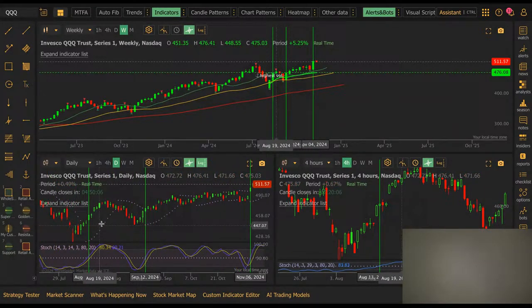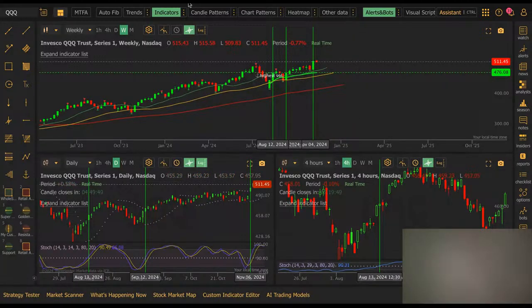And as you see, it happened each time. It's as long as the stochastics over here on the daily is below the 50 midline, and also you're in a bullish trend. All right. The stars have to align.